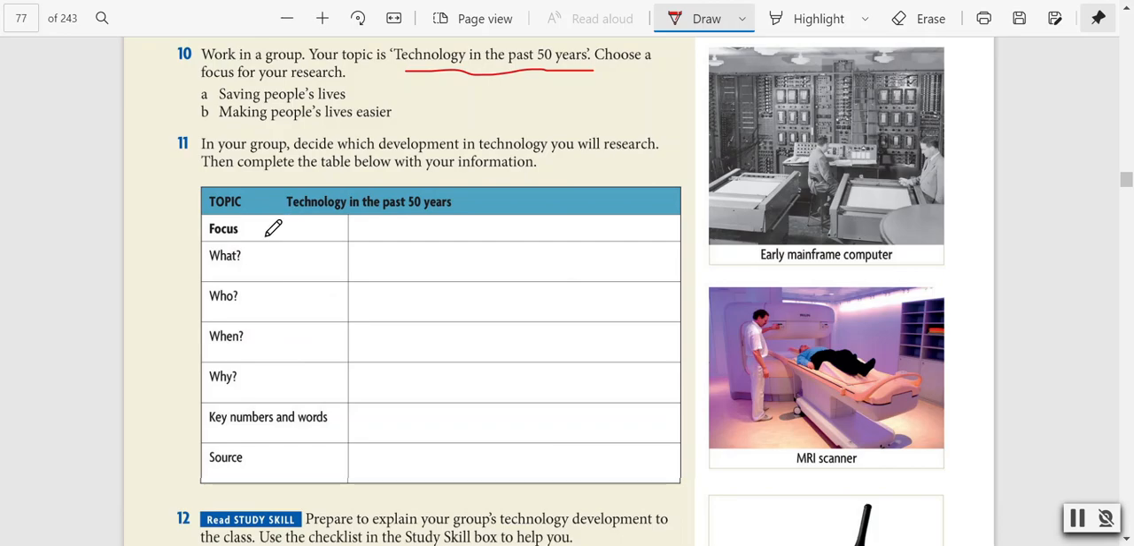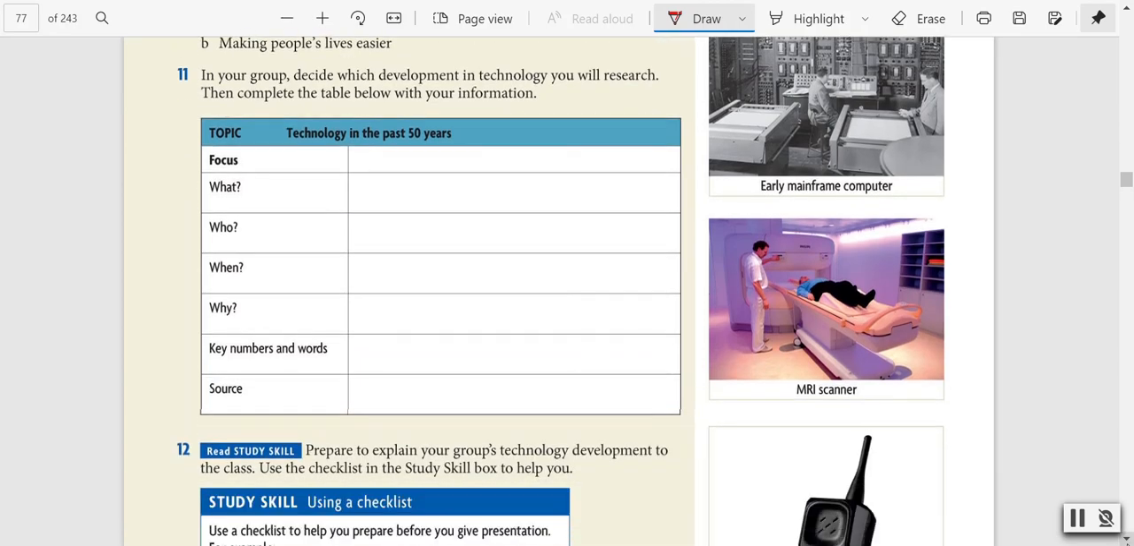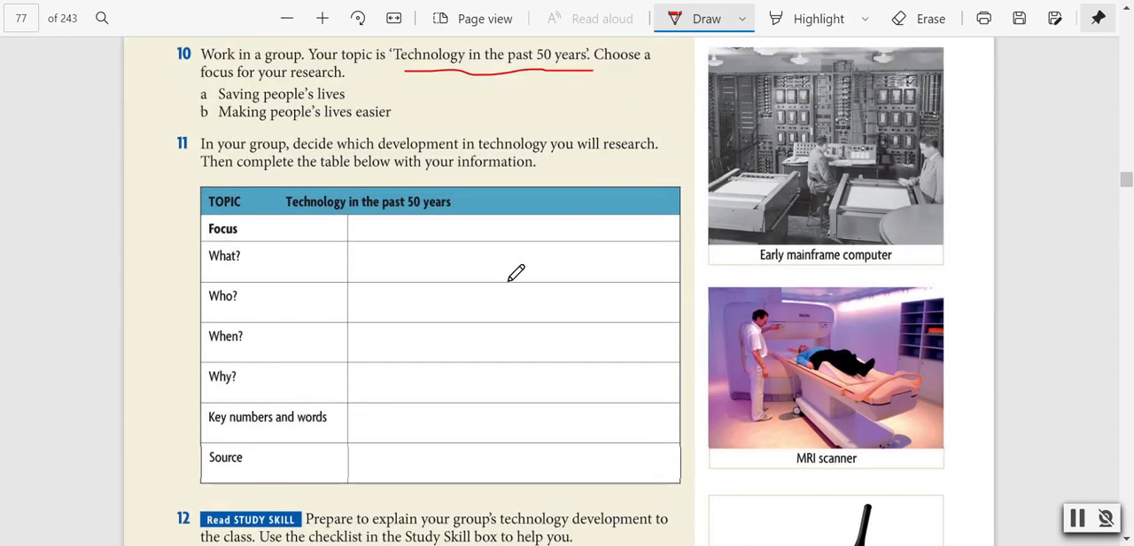What technology did you choose and who created that technology, when, why, key numbers and words, and source. Okay, try to do this. Try to complete this table by yourself. Choose a technology in the past 50 years. After that, write down the information. That's for yourself. That's not a homework. And in here we have some technology. Early mainframe computer. And also we have MRI scanner. And also we have telephone. Okay, mobile phone. You can use one of these technologies and fulfill this table with it. Choose one of them and fulfill this table.